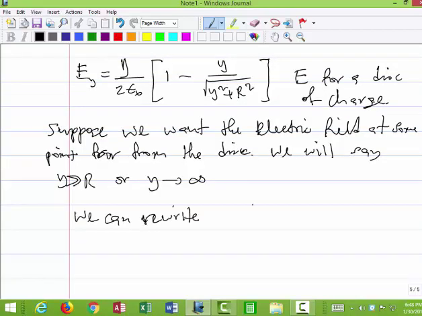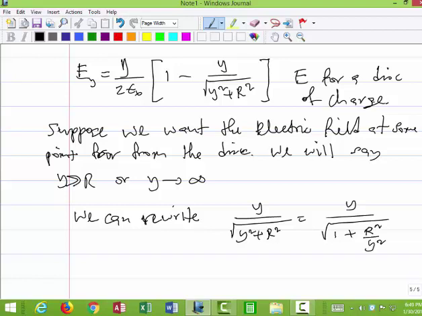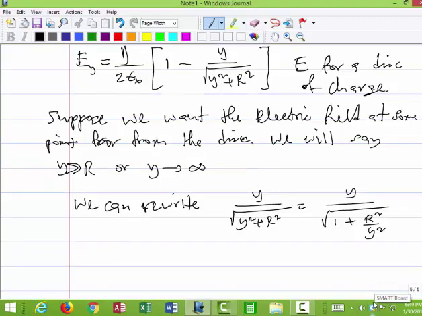We can rewrite y over the square root of y squared plus r squared as follows. This is y over y times the square root of 1 plus r squared over y squared, and the y squared comes out, so the top part becomes 1. So this becomes 1 over y. Do you all see how that works? We want to write it in a way so that we can use the approximation, since this is much, much larger than that, as y approaches infinity. So we want to rewrite it in a way which will allow us to factor out this quantity here.